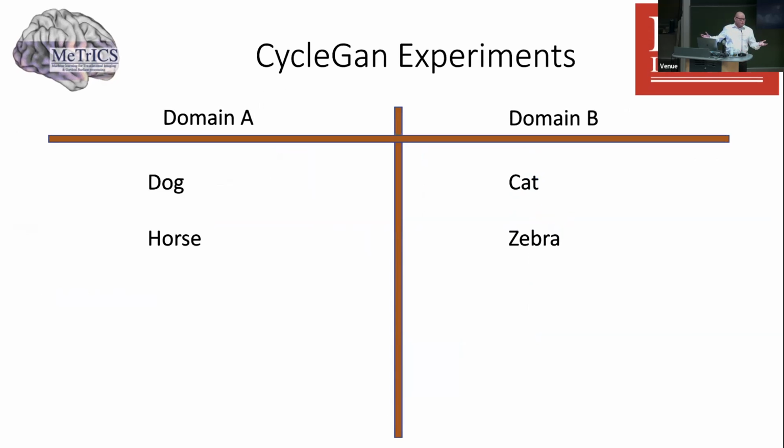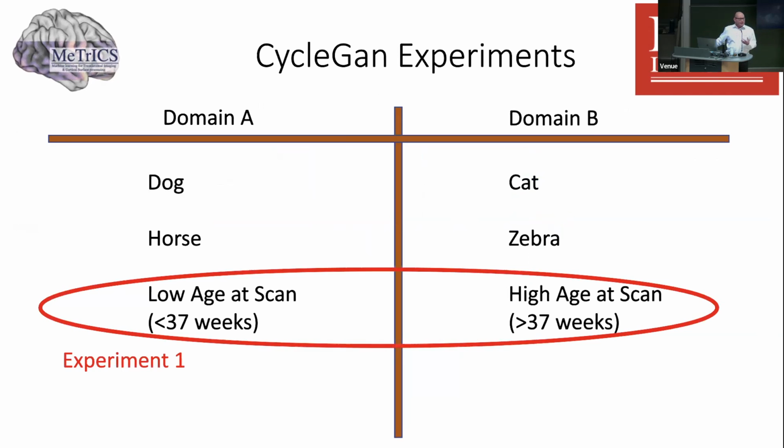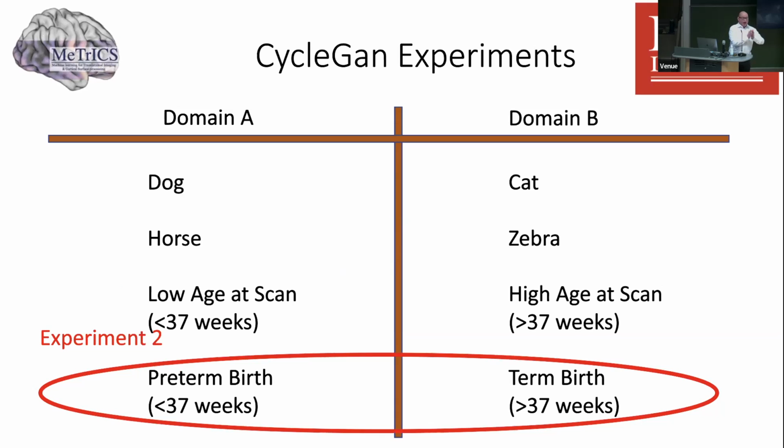And cycle GAN experiments are what we're doing. This is quite a well-established framework where you are able to switch between different domains: dog, cat, horse, zebra, male, female, MRI to PET scan. It's quite widely used. And in our case, we're using it for switching between a low scan age to a high scan age, where we define low and high as less than or more than 37 weeks. And then in the second experiment, low early birth, really preterm birth, less than 37 weeks, to more than 37 weeks, which is term birth.